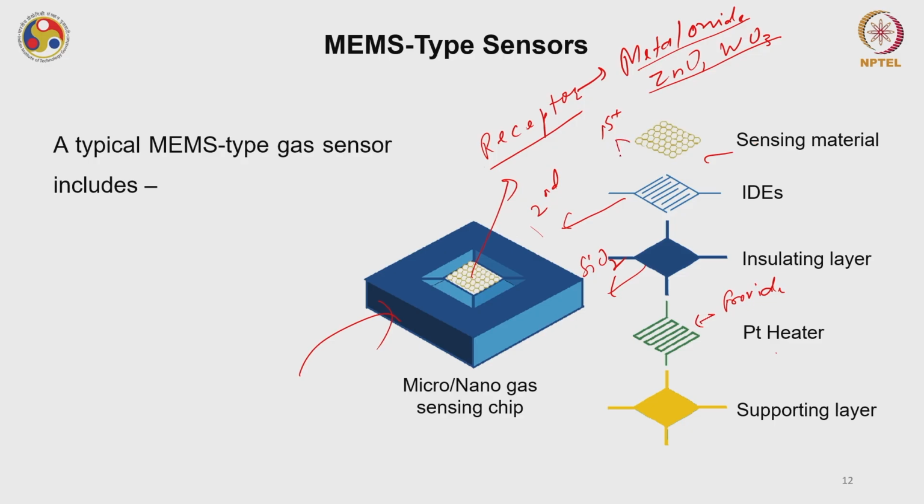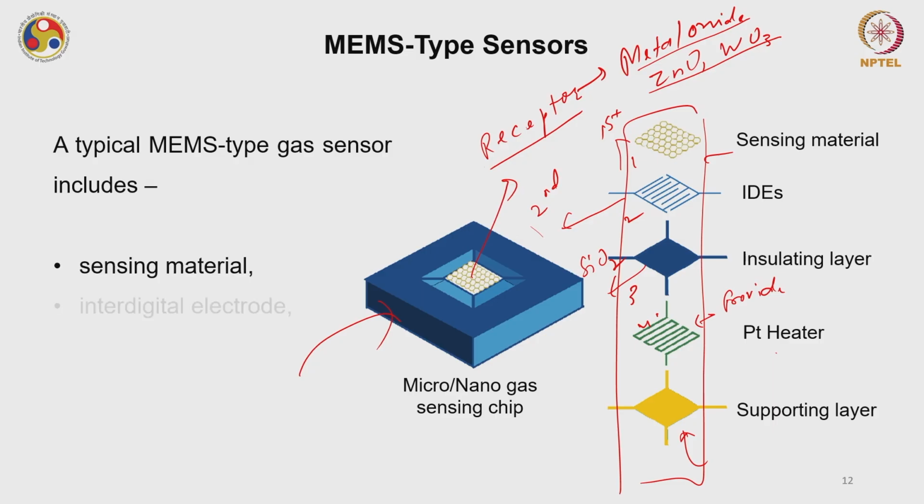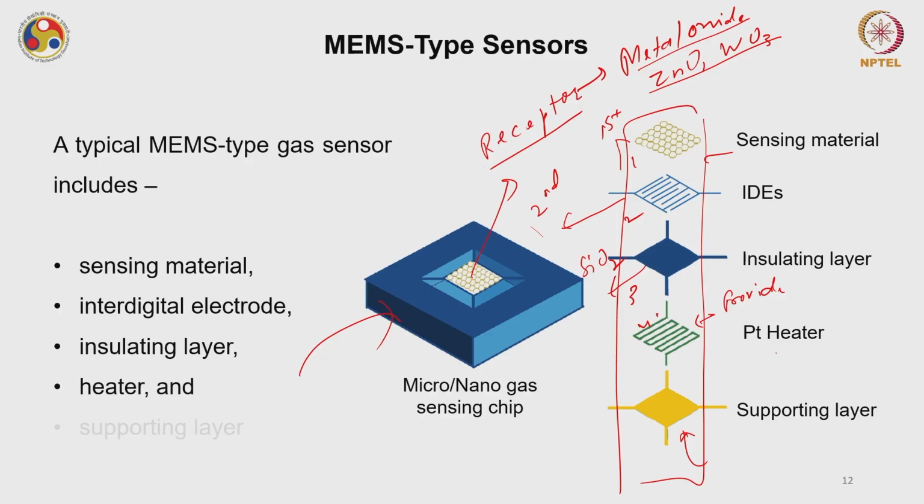And all of these layers, the first, second, third and fourth, are supported by this supporting layer, right? So five levels of integration are possible on a single micro-nano gas sensing chip. You have a sensing material, IDEs, insulating layer, heater, and a supporting layer.